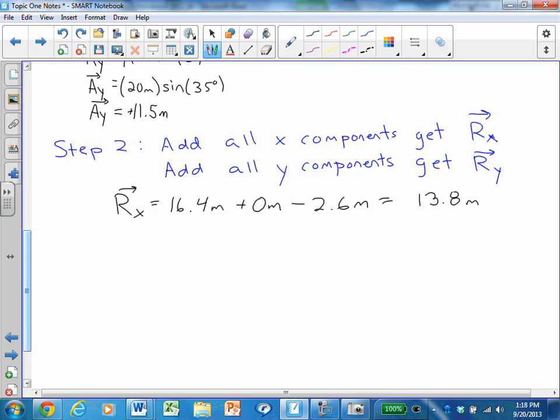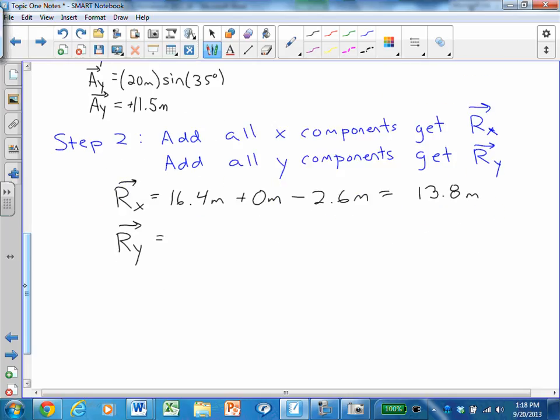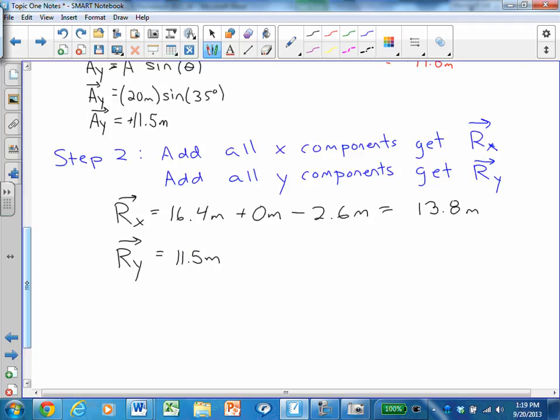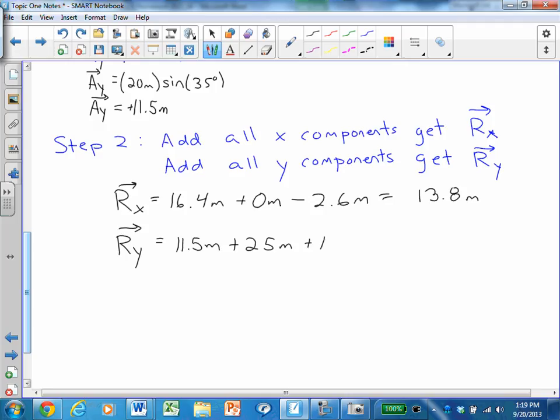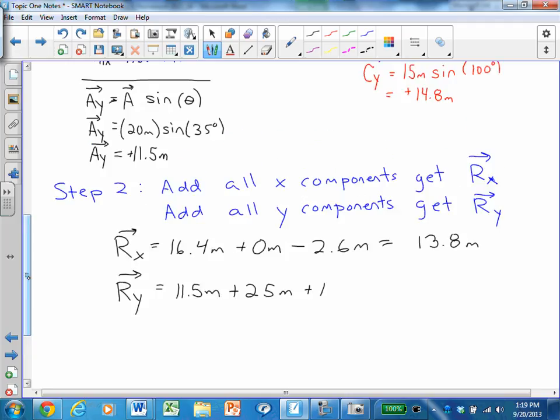In our y, our first one is 11.5 meters for vector A. For vector B, we have 25 meters. In vector C, we have 14.8 meters. Huh? Is that what it is? 51.3 meters. Yeah.